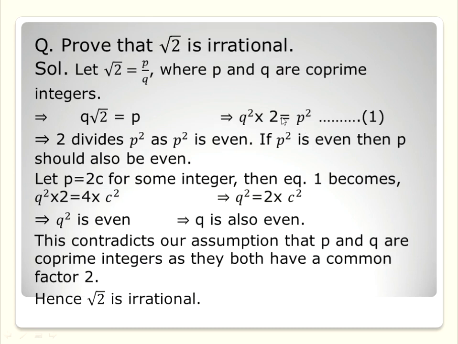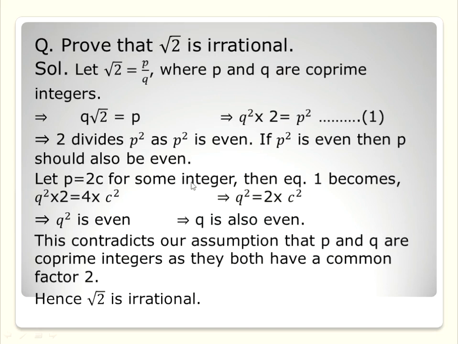From this term, we can see that 2 divides p square, and p square is even because p square equals 2 into q square. It states that p square is even, and if p square is even, then p should also be even. Let p equal to 2c, where c is any arbitrary constant.